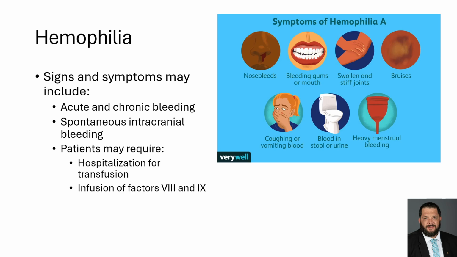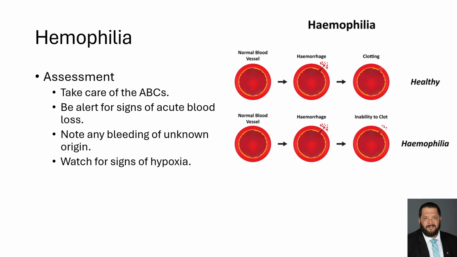These patients are at risk for spontaneous intracranial bleeding, and patients may require hospitalization for transfusion or infusions of factors 8 and 9. Make sure we assess and manage ABCs for these patients. Be alert for any signs of acute blood loss and any need for fluid resuscitation for advanced level providers. Note any bleeding of unknown origin, and also watch for signs of hypoxia as we reduce the oxygen carrying capacity of the blood.